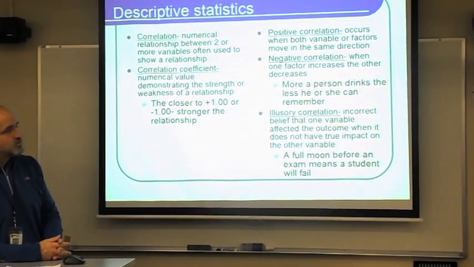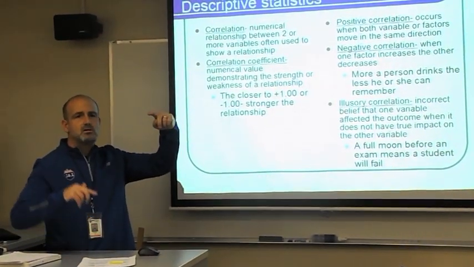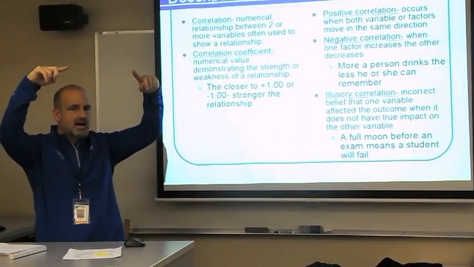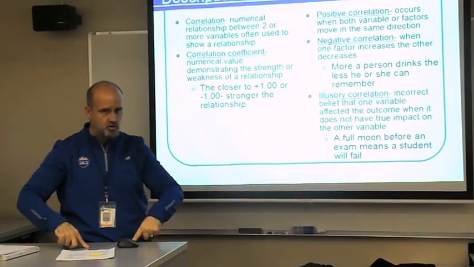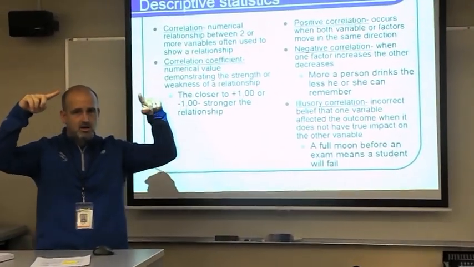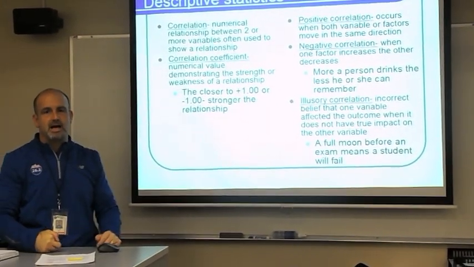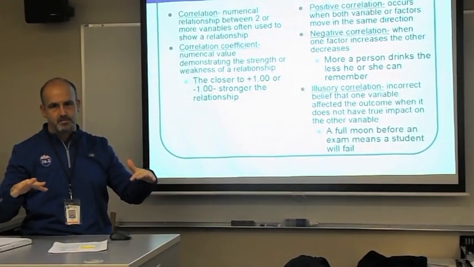Now, positive correlation is when variables move in the same direction. What does that mean? The more you smoke, the higher the chance of lung cancer. Positive correlation. Positive correlations can also move down in the same direction. That's what most people get confused about. Positive, they always think is up. All right? So, when one goes down, the other goes down as well, that is still a positive correlation.